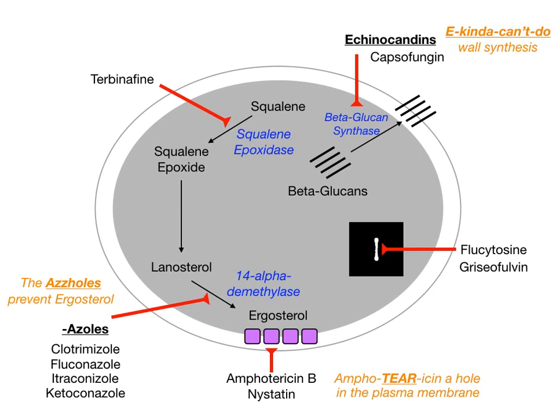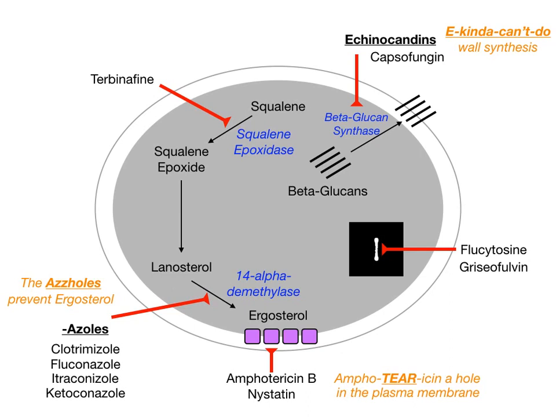Okay. For terbinafine, I don't have a good mnemonic. For flucytosine, I'm not going to waste your time with one because the name of the drug sort of hints at the mechanism. The conversion to 5-fluorouracil with FLU, and then it's done by cytosine deaminase. So flu and cytosine are literally in the name. So terbinafine and griseofulvin don't get a mnemonic. Echinocandin, well, you kind of can't do cell wall synthesis. Amphotericin, you tear a hole in the plasma membrane at ergosterol. And the asshole drugs inhibit ergosterol. Okay, so those are my mnemonics. You might find them useful.